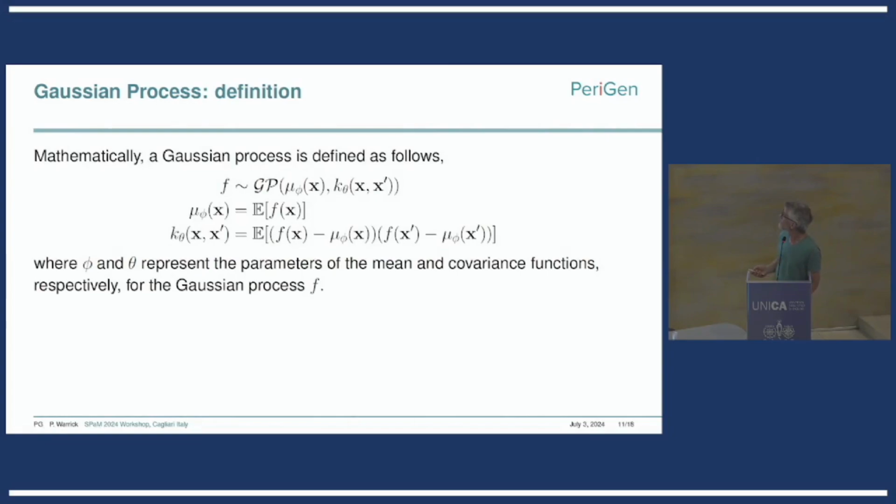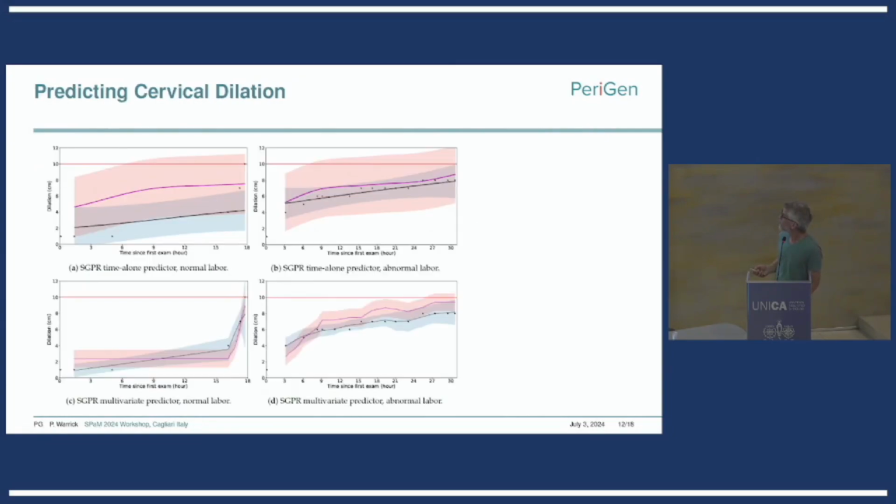Here are the equations. Here's a few example outputs. On the left, we have a normal labor that is progressing from 0 centimeters to 10 centimeters. You see on the bottom left most clearly the dots, the black dots are the observed dilations, and the pink lines are the predicted observations with the confidence bounds around them.